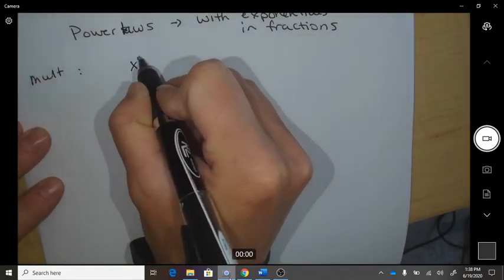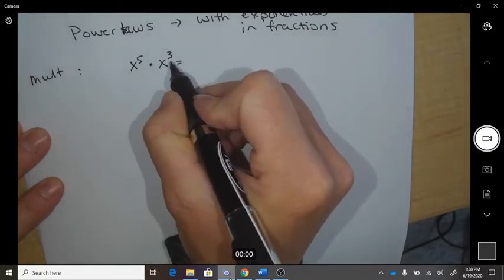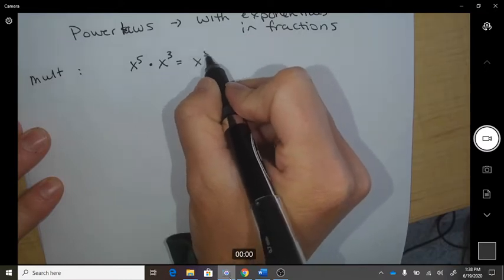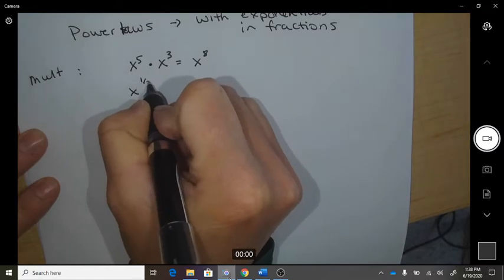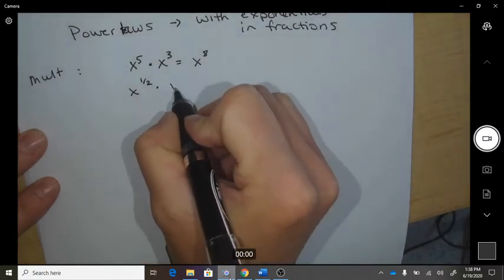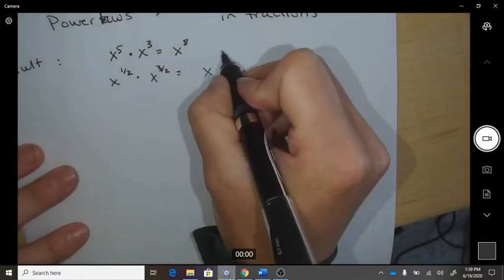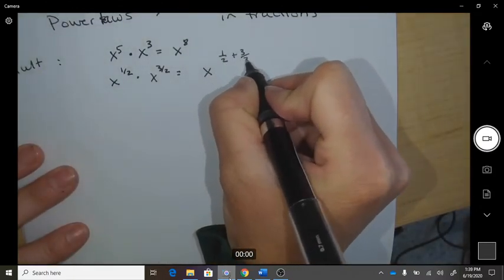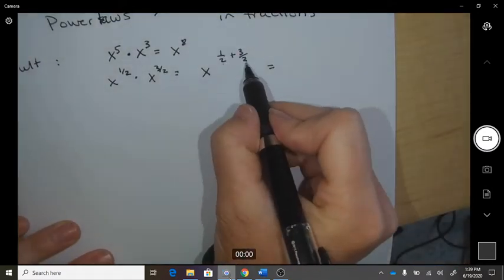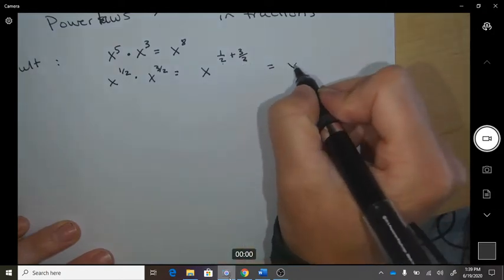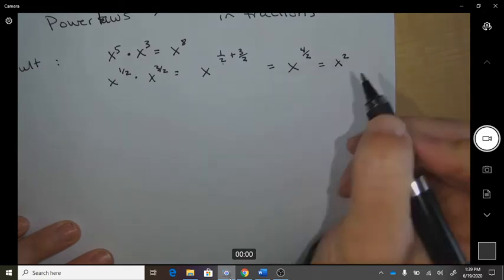So if I had x to the 5th times x cubed, then if these are the same base multiplied, I add the exponents. So now if I change your exponents to fractions, it's the same concept, so I just have to add the fractions. So when you're adding fractions, the bottoms are the same, so I add the tops, 4 over 2, which is actually the same as 2.